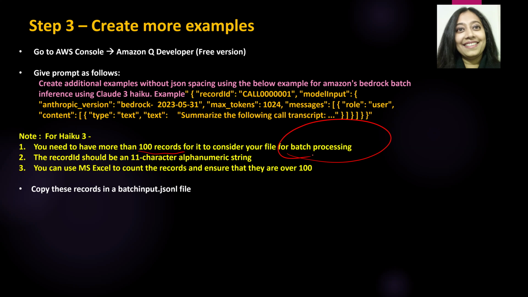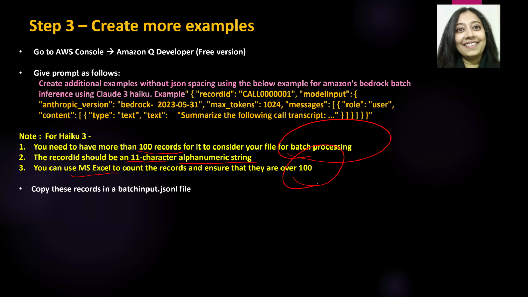Also, there are certain constraints. For example, the record ID should be an 11 character alphanumeric string. And what you can do is use MS Excel to count the number of records and ensure that they are over 100. If it's less than 100, it will fail validation.